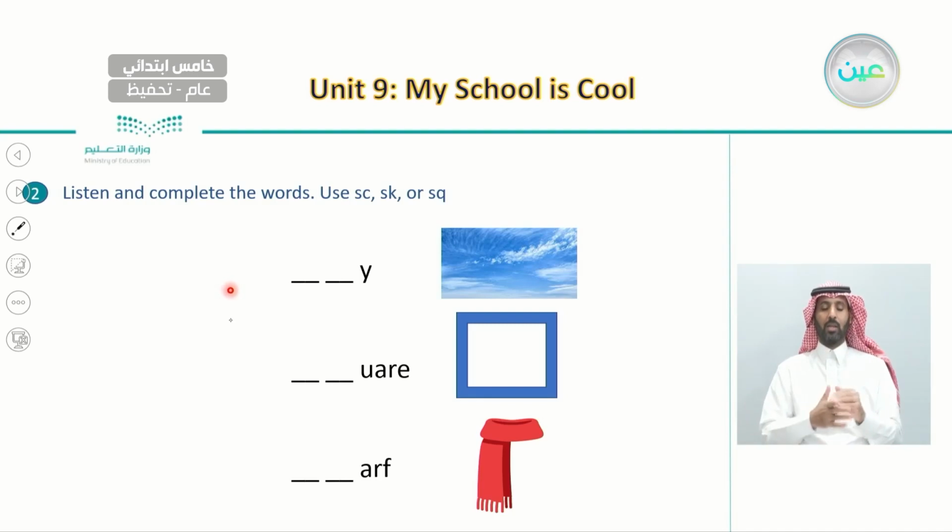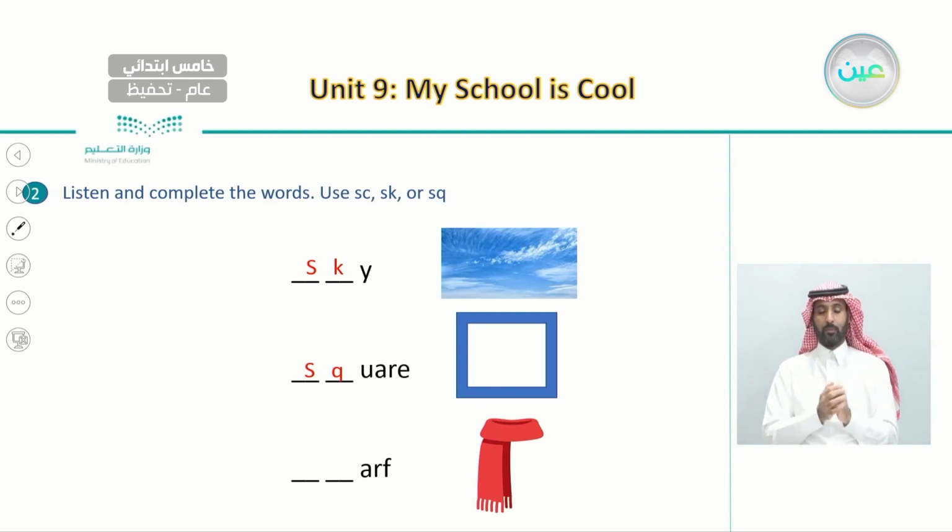Sky. Very well. So this is the first word, sky. So what do we need to write here, do we have to write SC or SK or SQ? What do you think? Of course, here we need to write S and K, sky. Now let's listen to the second one. The second word here we have is square. So, with the word square, what should we fill in these two letters with? Do we have to fill it in with SC or SK or S and Q? Here we should write S and Q, square.